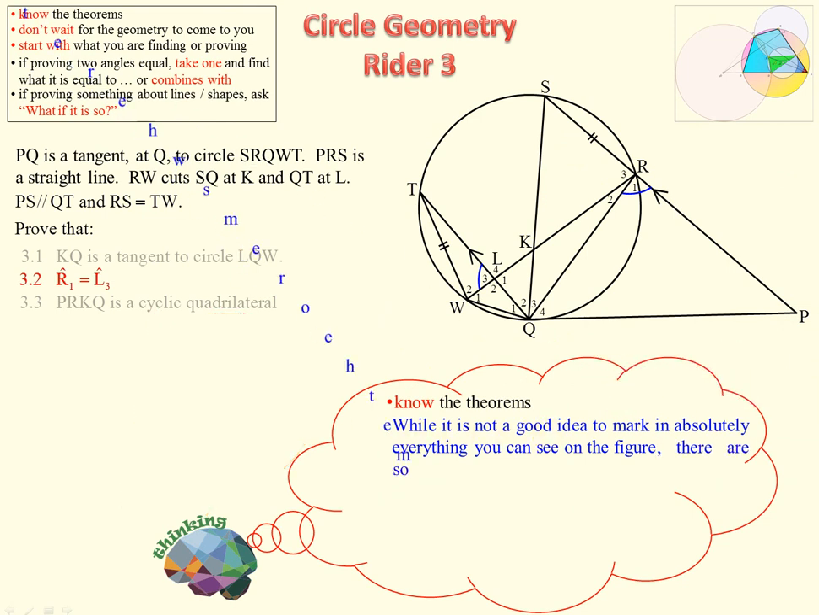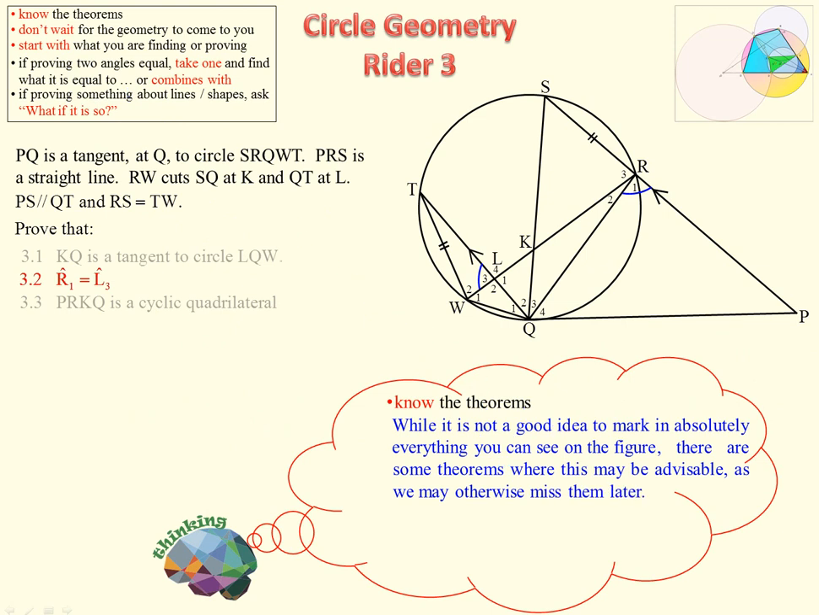But there are some theorems where it may be advisable. For example, if you have an angle in a semicircle, if you have a diameter, if, for example, SQ is a diameter, I would actually put that as a right angle, just so I don't forget it later. I would put that as a right angle between the diameter and the tangent. But of course, that's not a diameter, so we won't now.